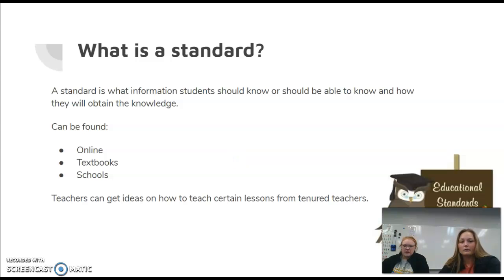What's a standard? A standard is basically what information the student should know or should be able to know by the end of the semester and how they will grasp that knowledge. Standards can be found in textbooks, online, and even in some instances the schools can provide the standards based on the district and the state. Teachers also can get ideas for standards from teachers who have been teaching for a little bit longer, tenured teachers.